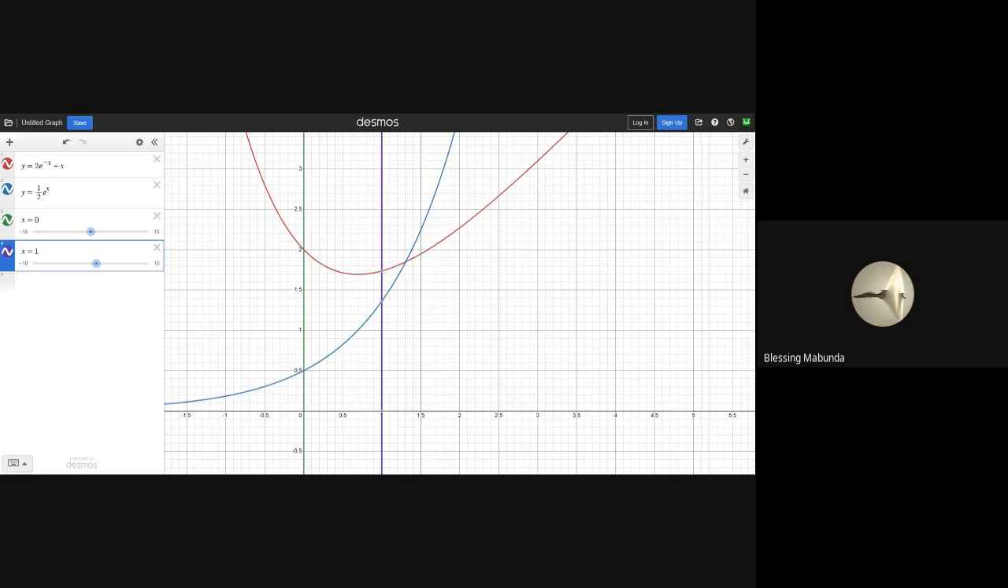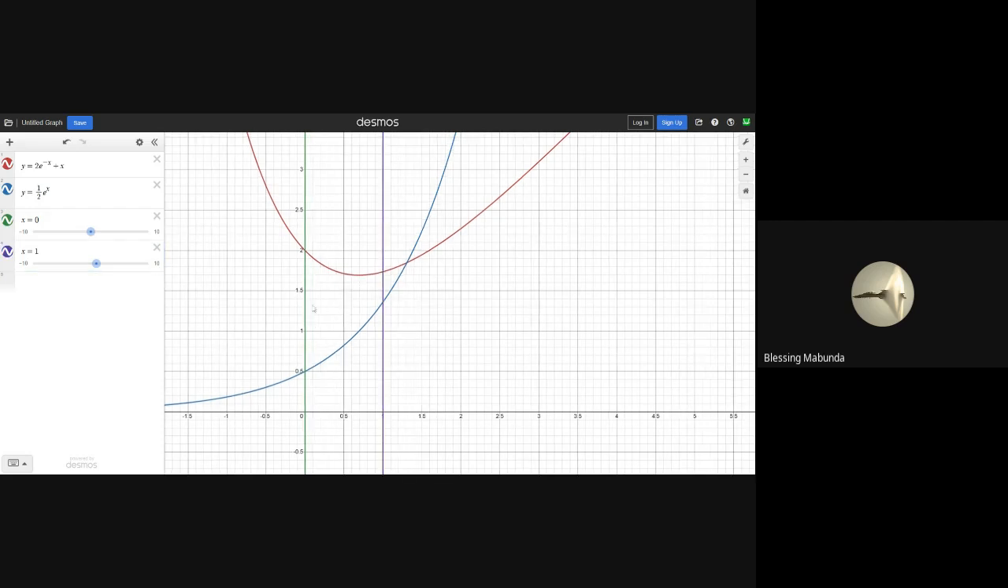Right, so the region we're interested in here is this region, which is bounded by these curves. So the area, what we're looking for here, is that region. So let's take that.